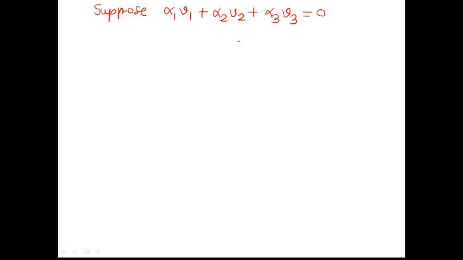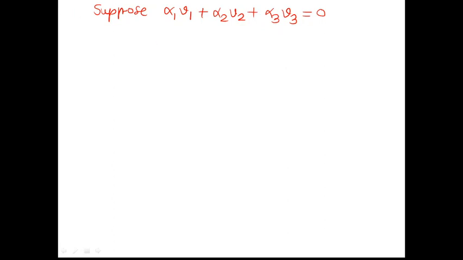Now what is our aim here? Our aim is to find out the values of these scalars alpha 1, alpha 2, alpha 3, that is, to check whether the values of these scalars are all 0 or non-zero. Now the question is, how many scalars would there be? As 3 vectors are given, there will be 3 scalars. If 2 vectors were given, then there would be only 2 scalars, alpha 1 and alpha 2.